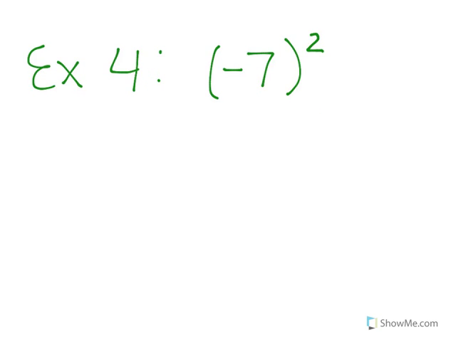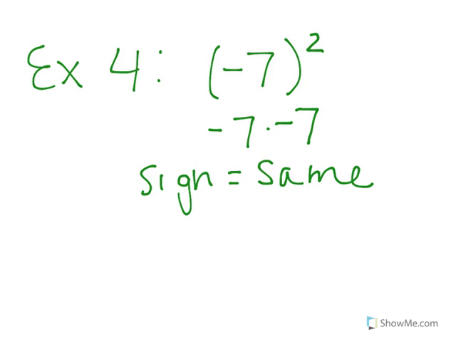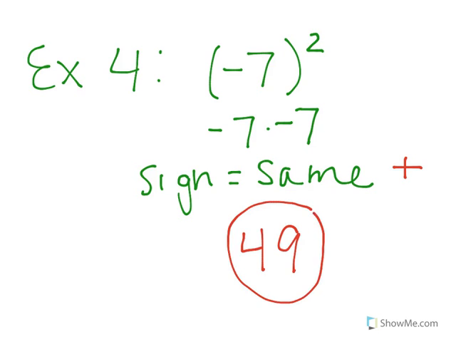Now I throw in an exponent here, but again, it's not super difficult. This example says -7 to the second power. I can rewrite this as -7 times -7. Remember, that means -7 two times. Their signs are the same, so I know the answer is going to be positive. 7 times 7 is 49, and the signs are the same, so the answer is just positive 49.